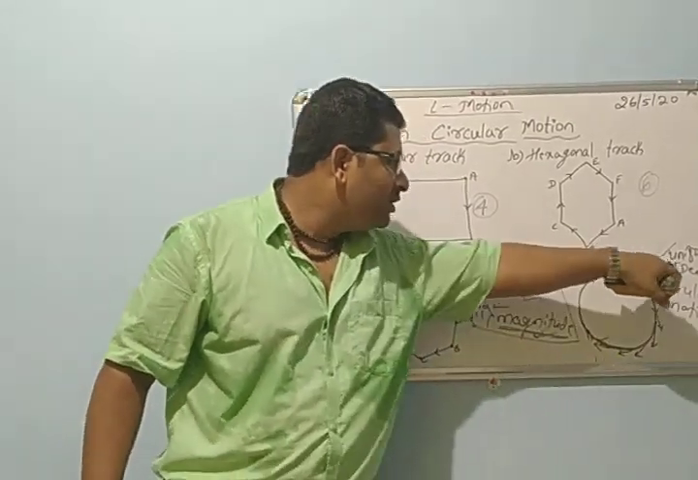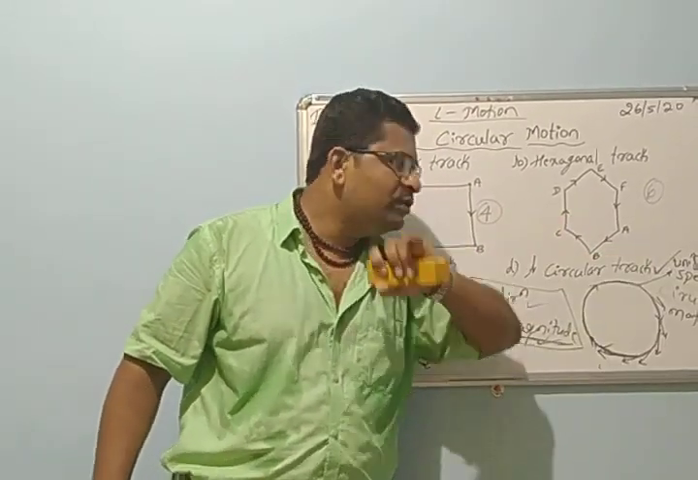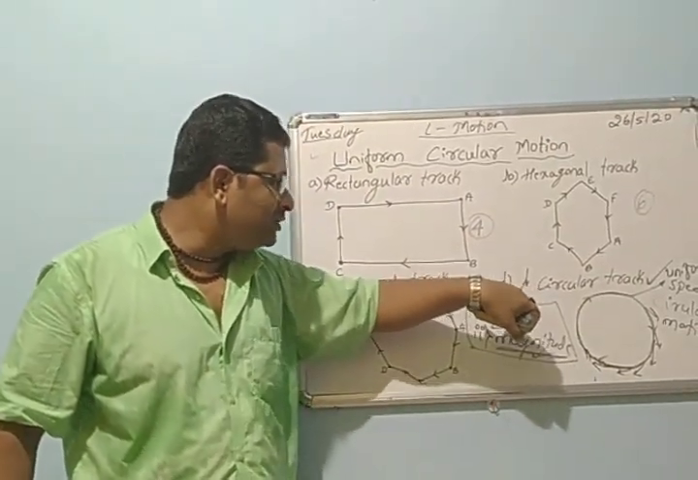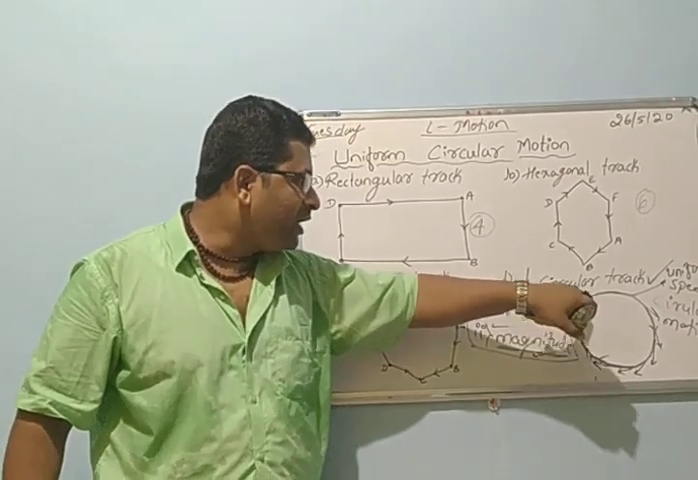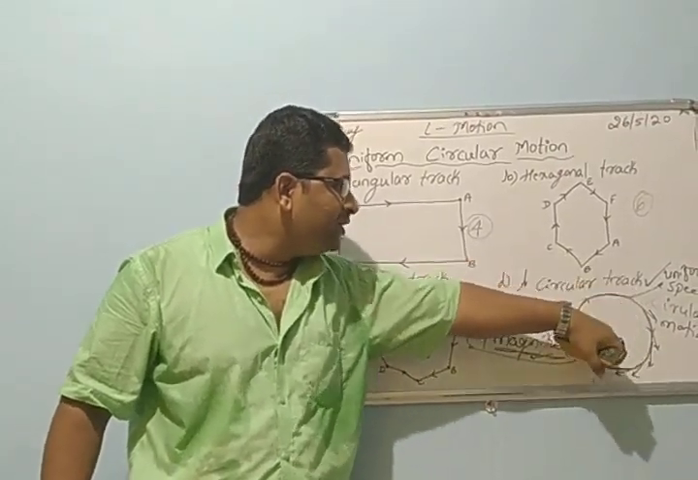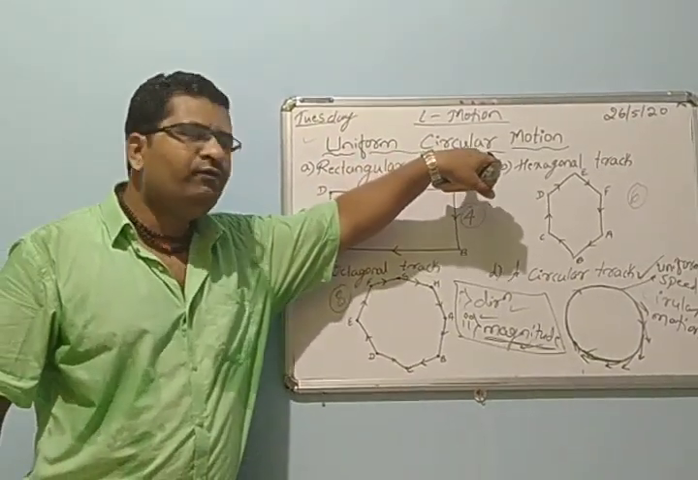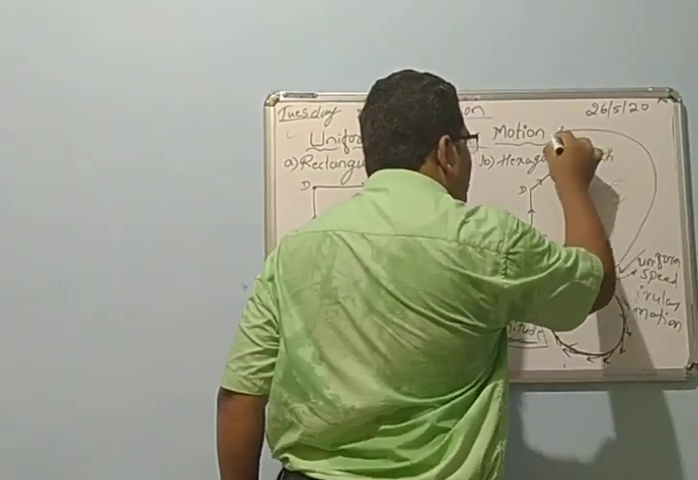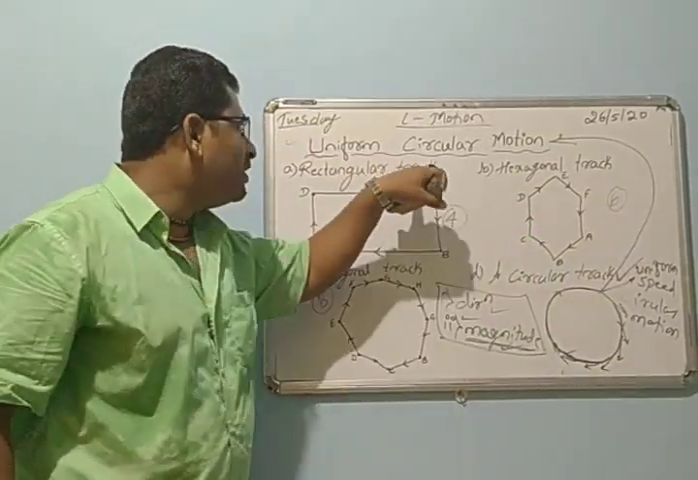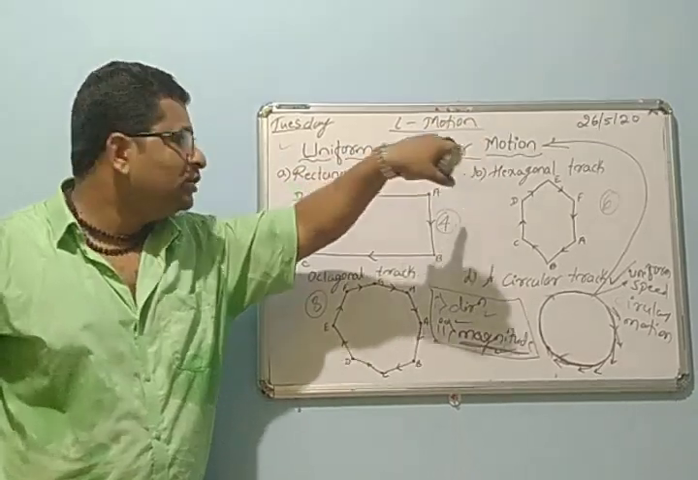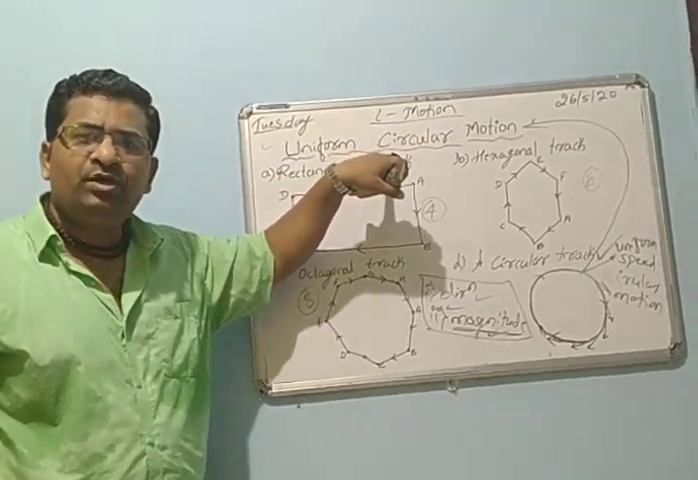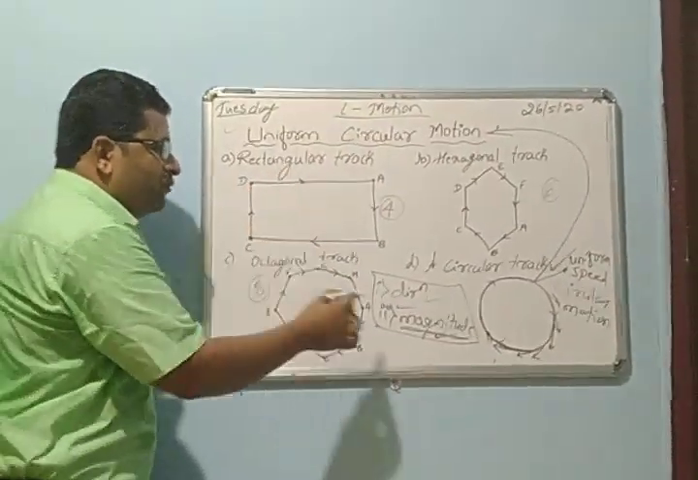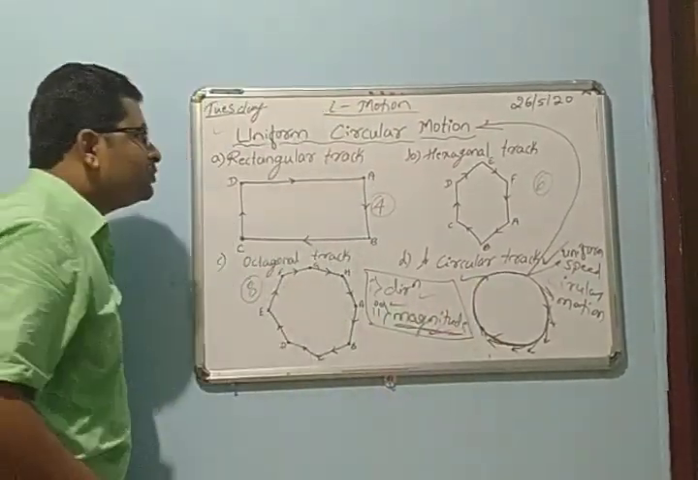In case of the circular track, the object is moving with uniform speed. So in the last illustration we have studied, a circular track, the object is moving with uniform speed. So this is nothing but the uniform circular motion. The fourth illustration that we have studied now is called uniform circular motion. This is the title of today's discussion topic, the uniform circular motion. So the fourth one is the uniform circular motion.